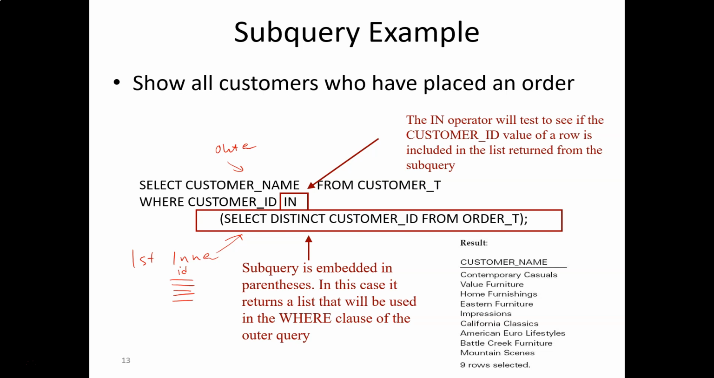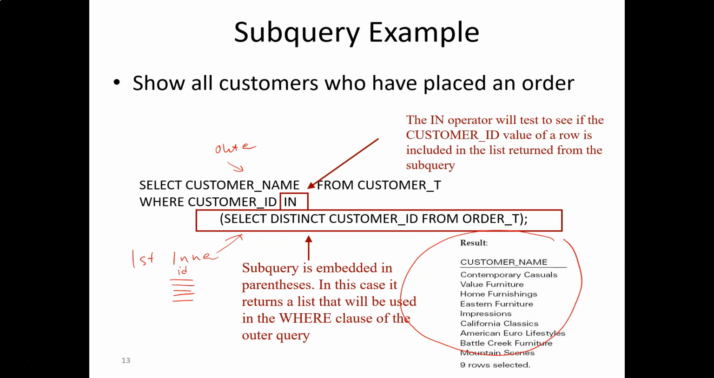So then the DBMS is going to execute the outer query. The outer query says select the customer name from customer table where the customer ID is in this list. It's going to go through all the customer IDs in the customer table and see if the customer ID is in this list. If it is, then it's going to print the name of the customer in the result. So as you can see here, the DBMS will first execute the inner query and then it will execute the outer query so that you will get a list that looks like this. So that's an example of the subquery.